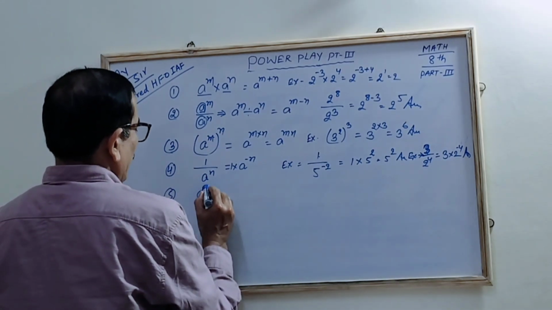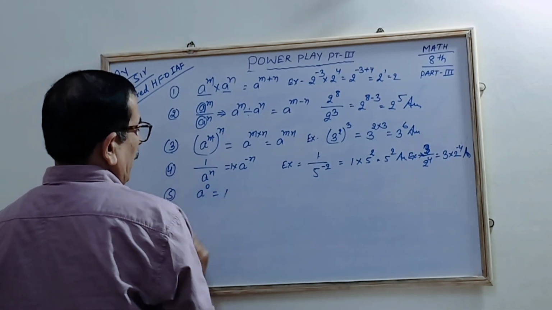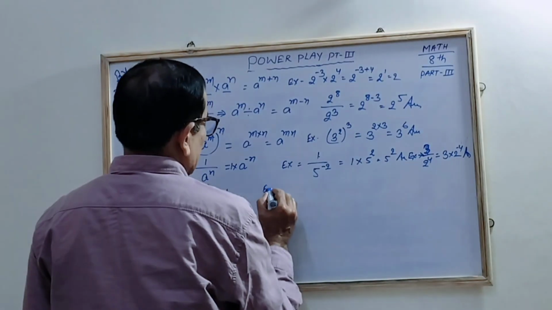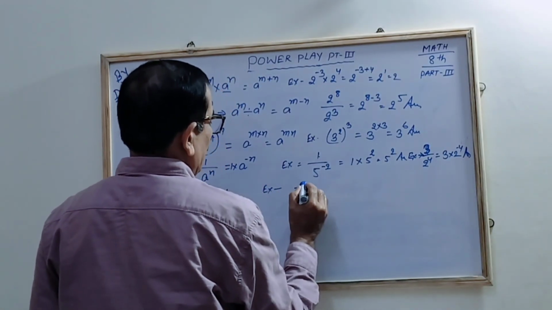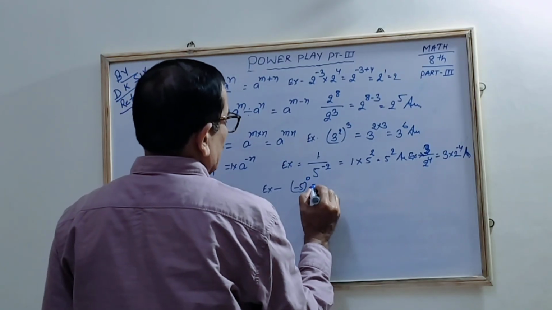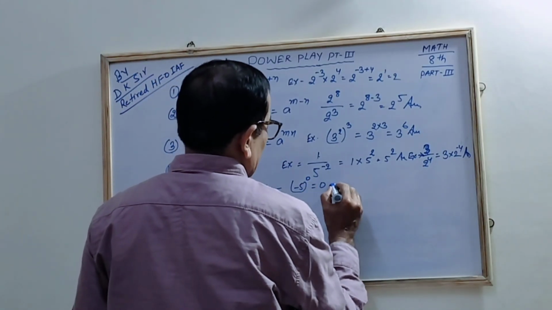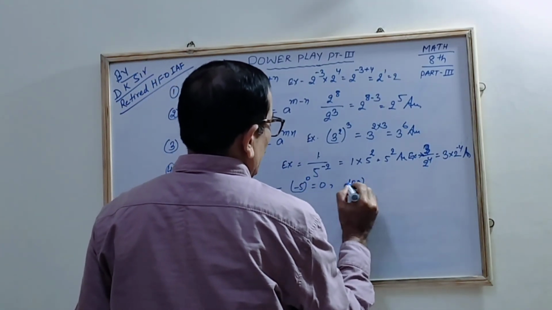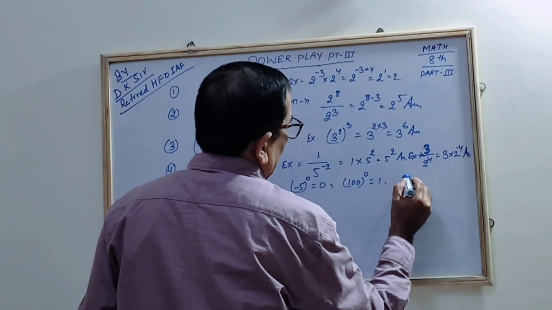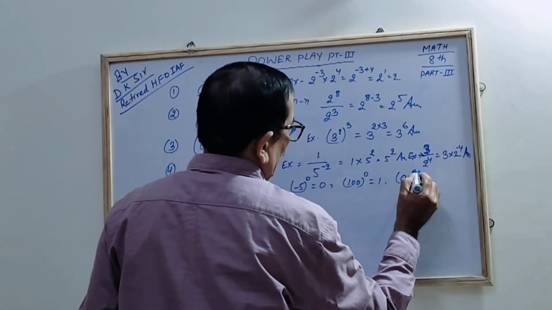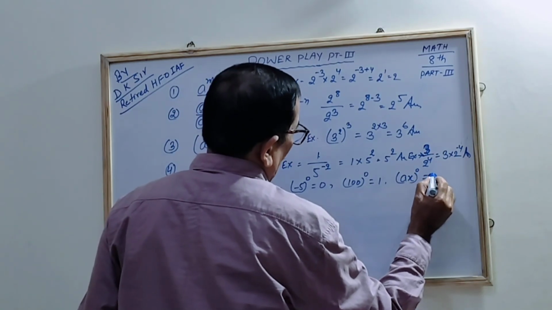The fifth rule: a to the power 0 is always 1. For example, if you write minus 5 to the power 0, it will be 0. If you write 100 to the power 0, it will become 1. If you write ax to the power 0, it is going to become 1.